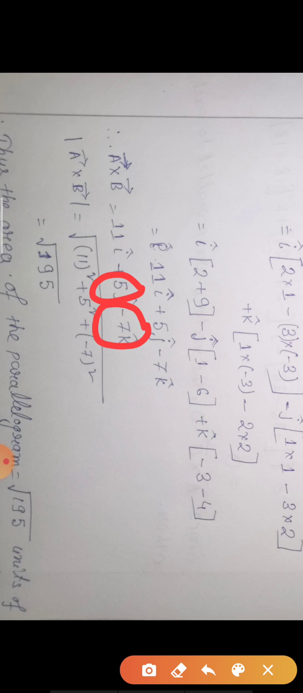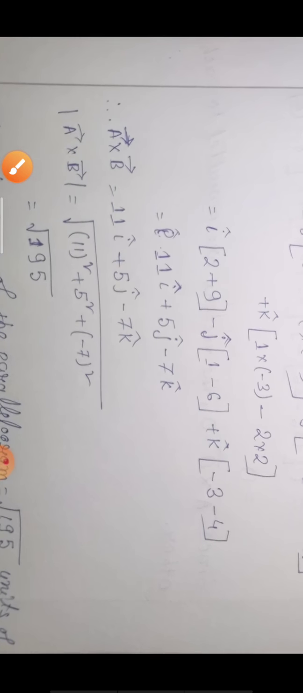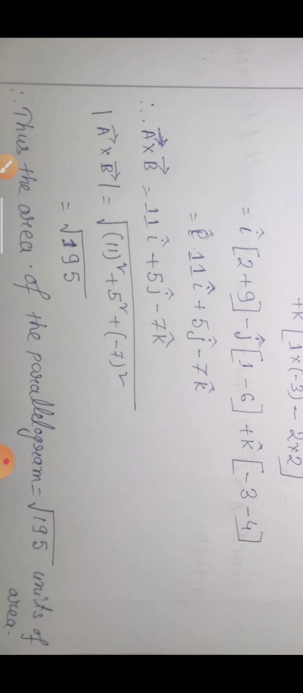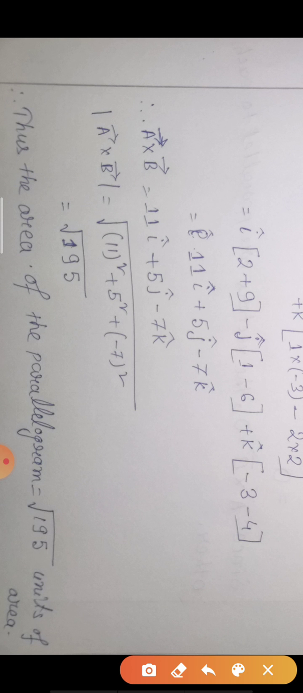You have to first square all the terms, then find the square root of the sum of the squares. So 11 square is 121, 5 square is 25, 7 square is 49. So 49 plus 25 is 74, and 74 plus 121 is 195. So the magnitude of a cross b is equal to root over of 195. So the area of the parallelogram is root of 195 square units.